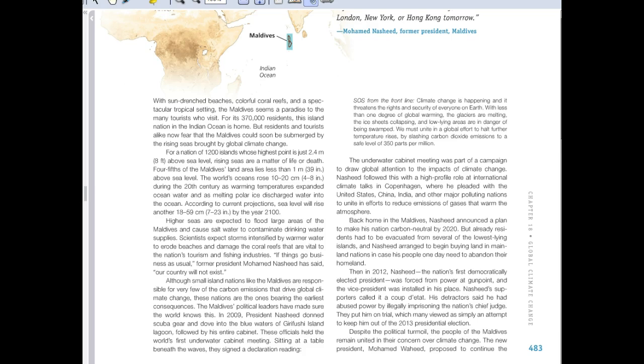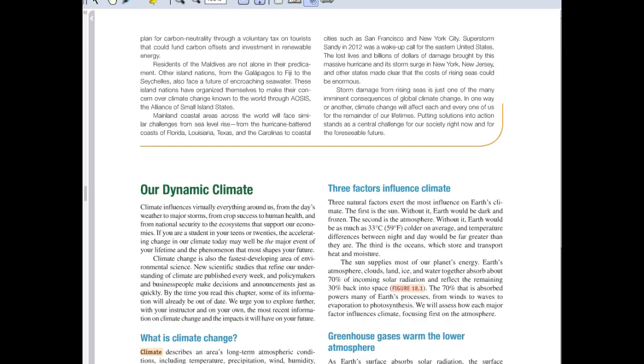In 2012, the president of the nation, who had been dramatically elected, was forced from power at gunpoint, and the vice president was installed in his place. Nasheed's supporters called it a coup d'etat, saying that he abused his power and was illegally imprisoning the nation's chief judge. So much political turmoil went on within this nation, and what they had started to protect it kind of went by the wayside. But put into motion as a result of Nasheed was the plan for carbon neutrality and voluntary taxes on tourists that could help fund the carbon offset and investments in renewable energy.